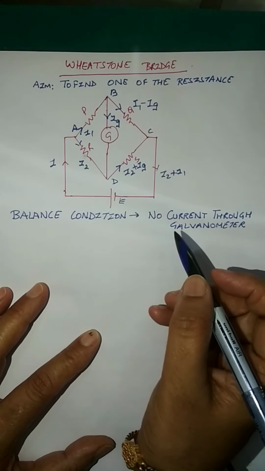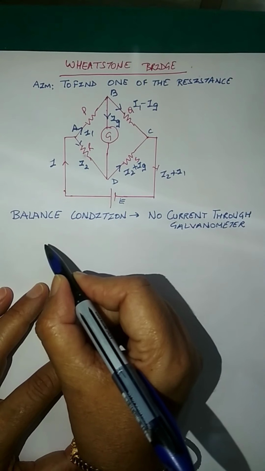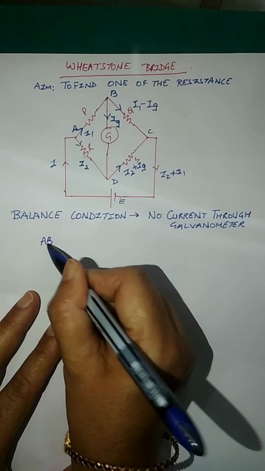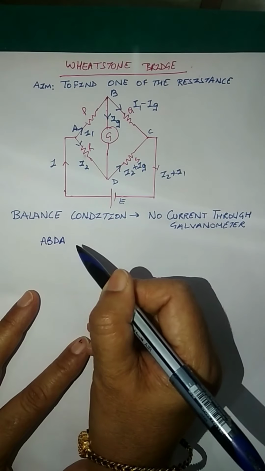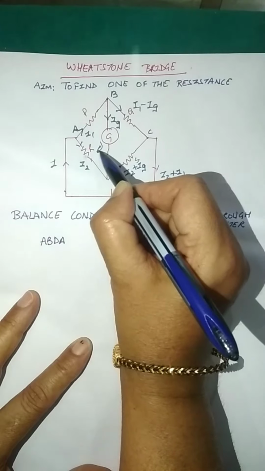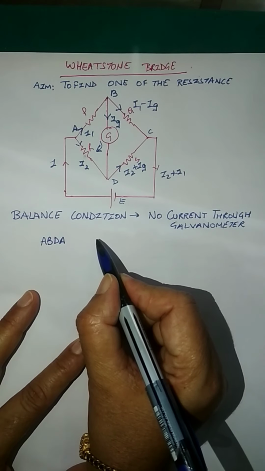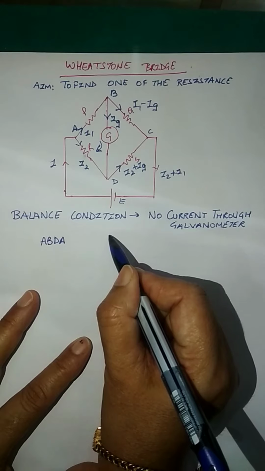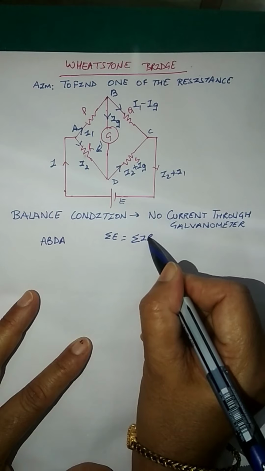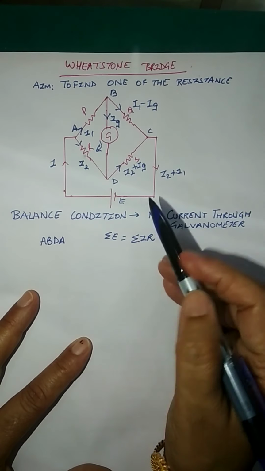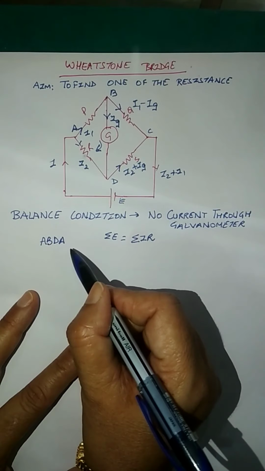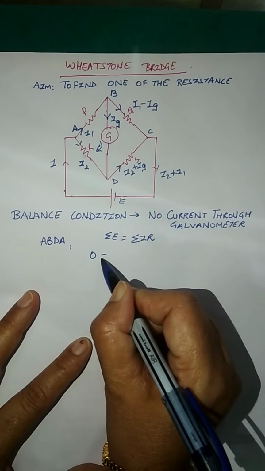Now we'll use the loop rule. So I'm taking the loop ABDA. Let's take this loop ABDA. That means we are going in this direction. Okay. Now you know that you will apply the Kirchhoff's loop rule, that is the summation of EMF is equal to summation of IR. Fine. So now as you can see that in this loop ABDA there is no cell or a battery, that means the sum of the EMFs will be equal to 0.